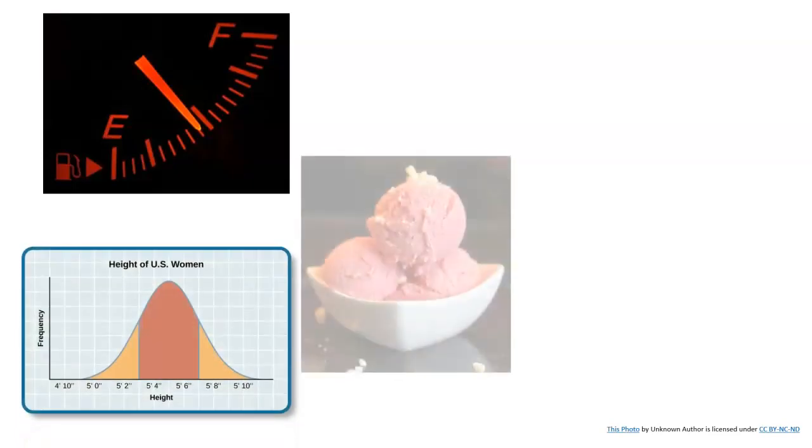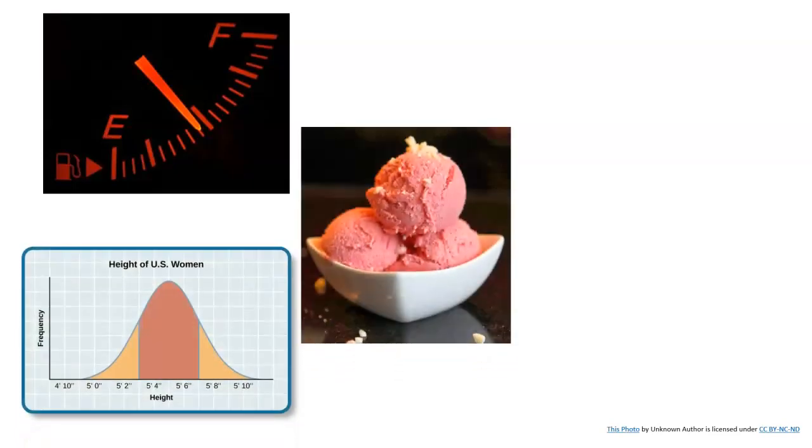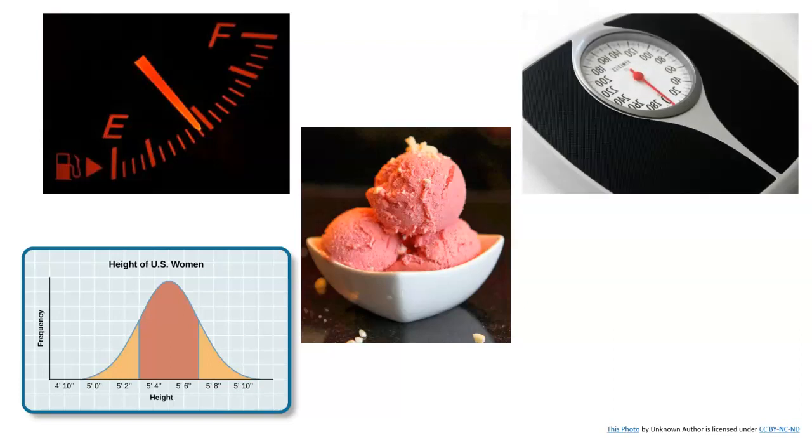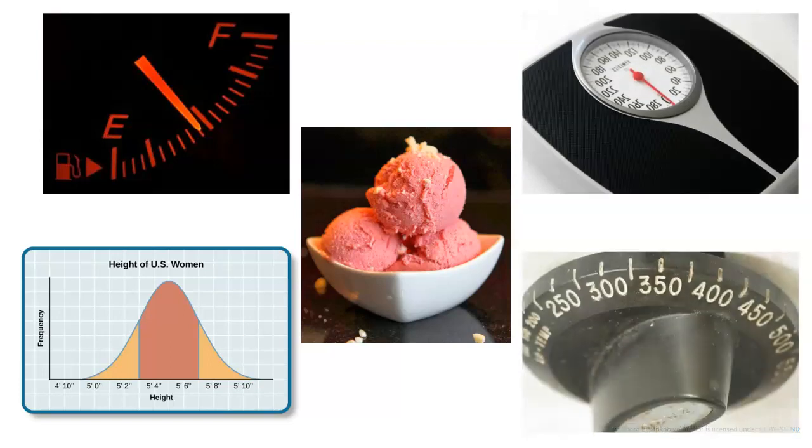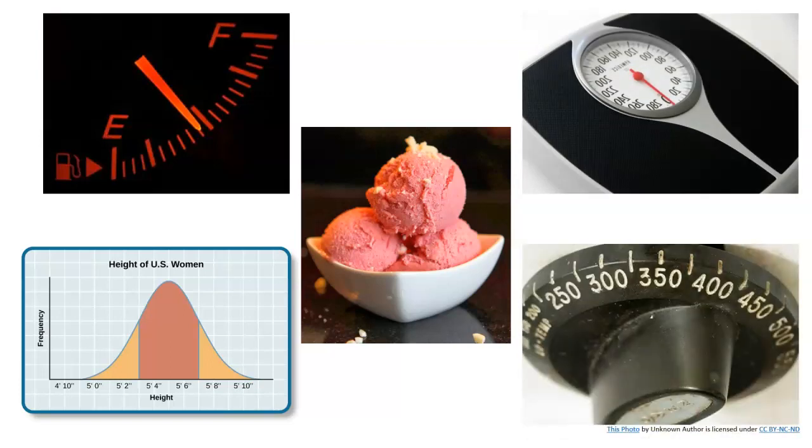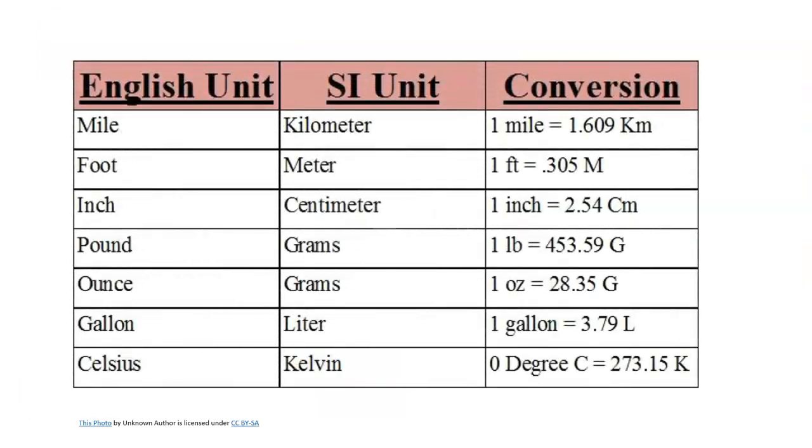Just to bring it to your attention and show you what I'm talking about, a car's fuel efficiency is in miles per gallon, right? Your height is given in feet and inches. Ice cream is sold by the cup, the pint, or the gallon. Weight is in pounds and ounces. And of course, temperature in our English units is Fahrenheit, but most people can't remember conversions like miles to feet or yards, right? So, back to our English units of measure.